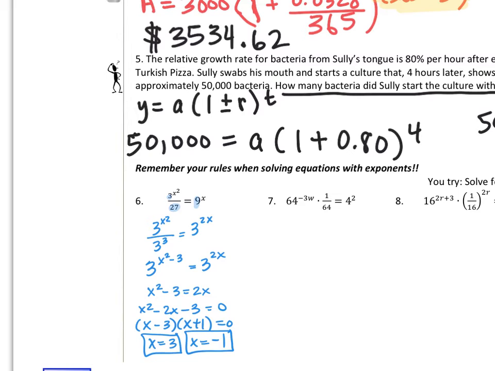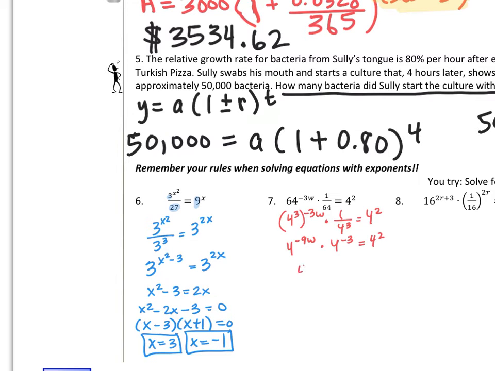Okay, so let's look at number 7. On this one, 64, 64, and 4. Well, I know 64 is 4 to the third power. So I'm going to write this as 4 to the third power. This one would be 1 over 4 to the third power. And that's, of course, 4 squared. So we have 4 to the negative 9w. Remember, that's where you multiply it. Times 4 to the negative 3 power.